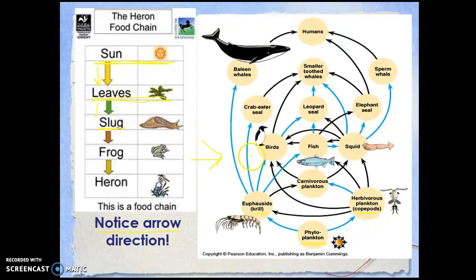Then let's go up and look at this crab-eater seal. This seal is going to eat this krill, so he would be the secondary consumer to that krill. And then when we look at the small-toothed whales, you see that there's a lot of arrows pointing towards that whale. That means that these whales are eating a lot more than just one thing. They're eating the crab-eater seals, leopard seals, and elephant seals. They're consuming quite a lot of different organisms. So you can see how that food web is much more complex than the food chain.